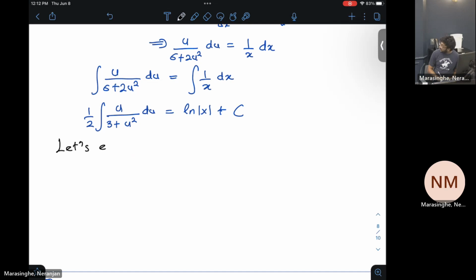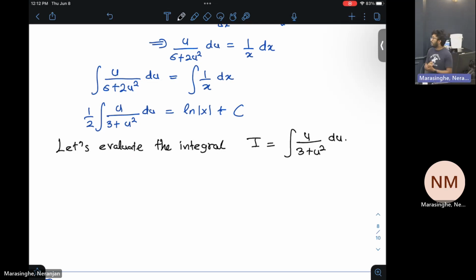Let's evaluate the integral I equals integral u divided by 3 plus u square du. Okay. If I can evaluate this integral, I am done.